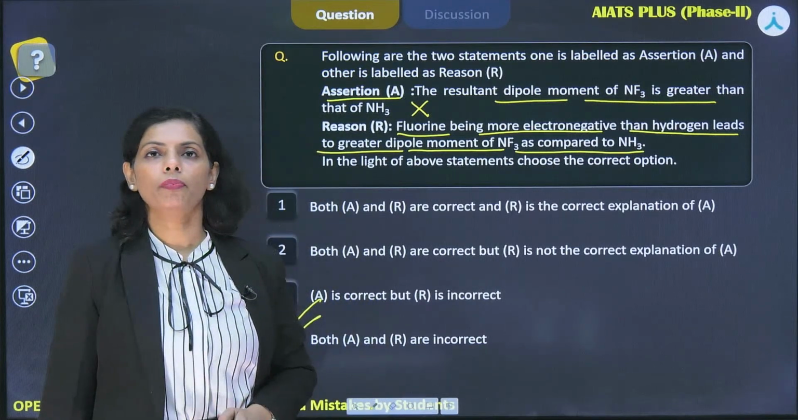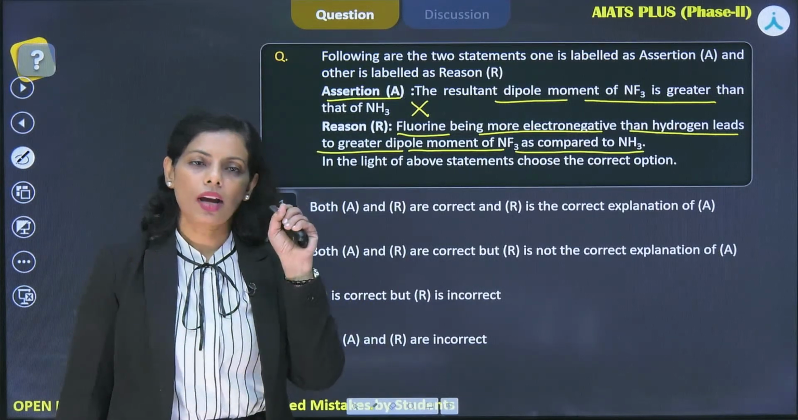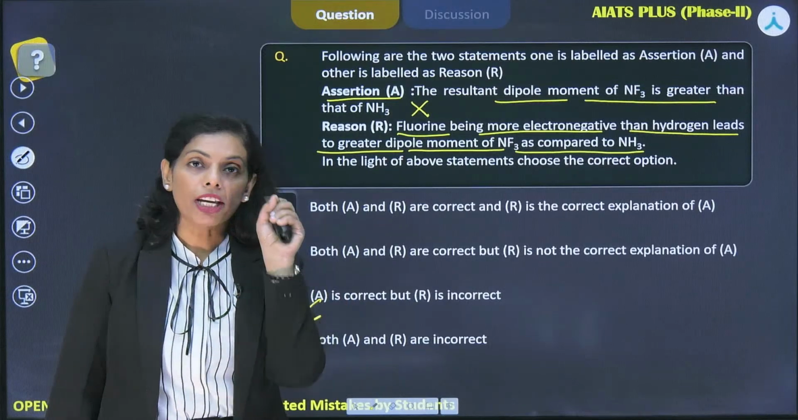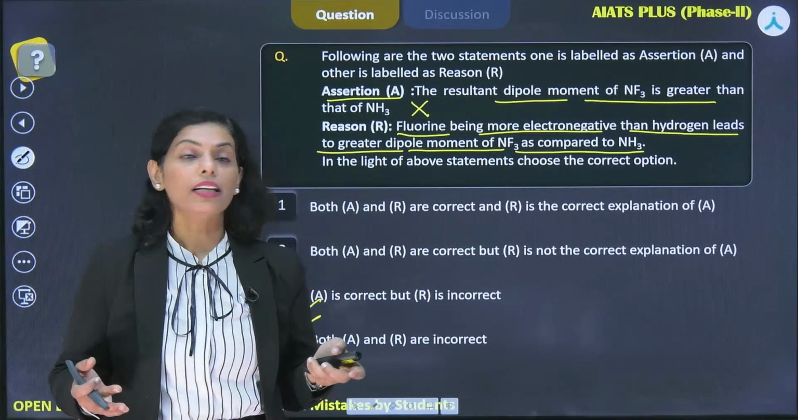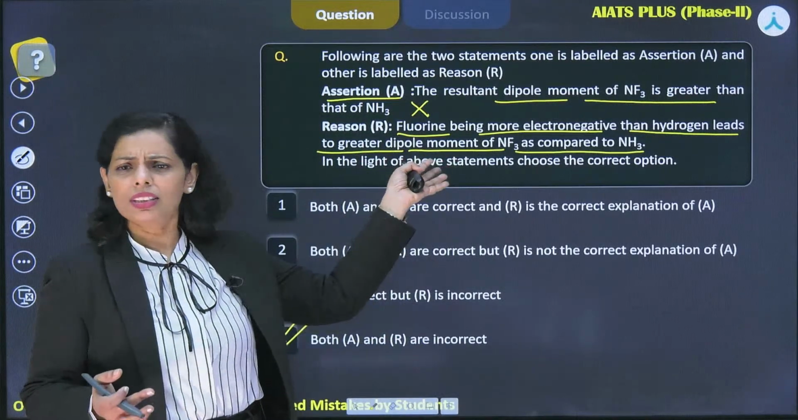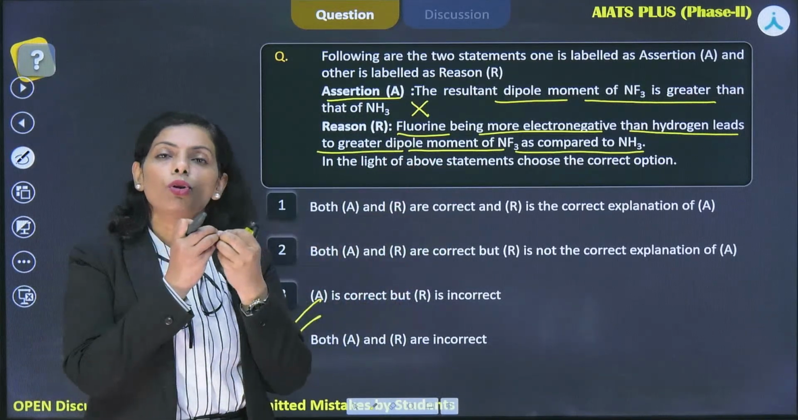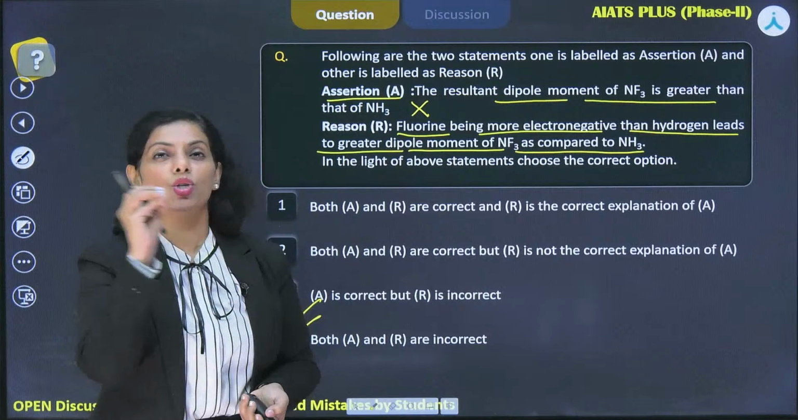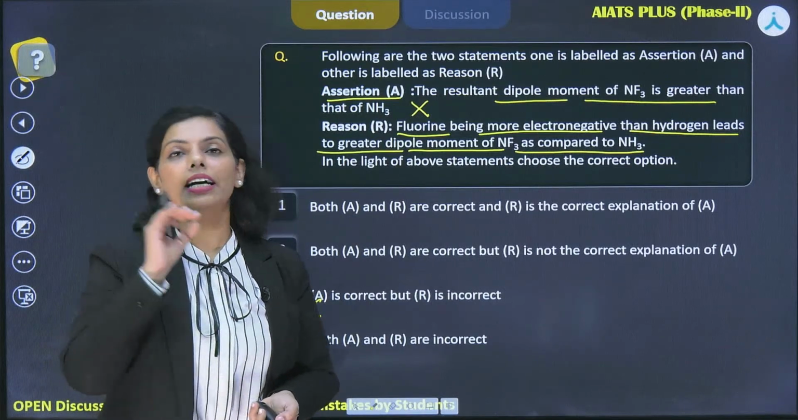Clear, everyone? So while solving AR questions, you have to read the statements very carefully, right? Because it can make you confused. Though this is a simple one, sometimes you would not be able to find out whether a slight change is causing the incorrect statement.